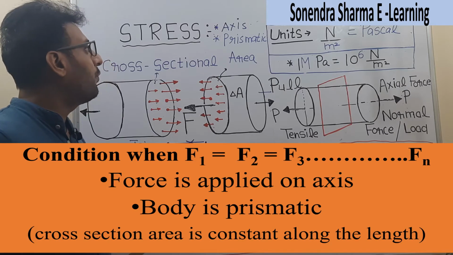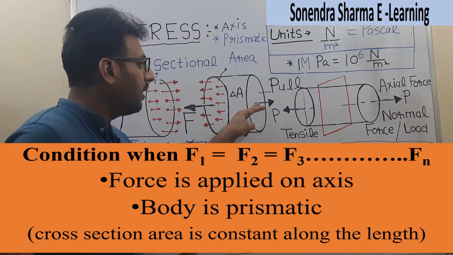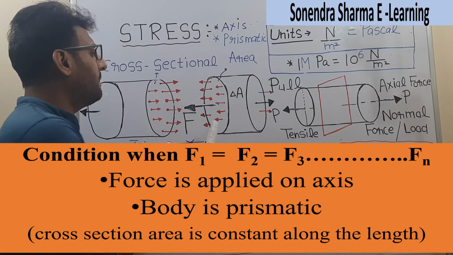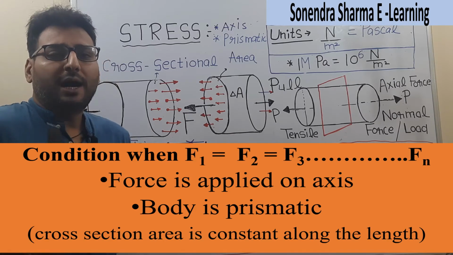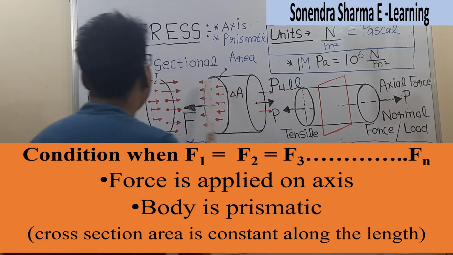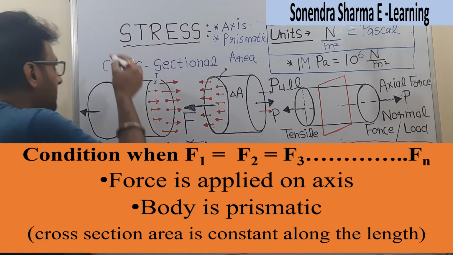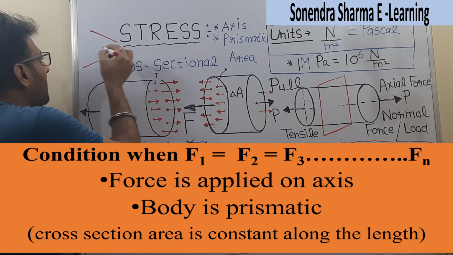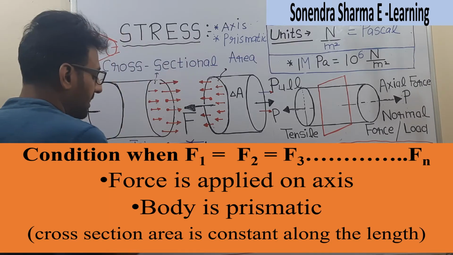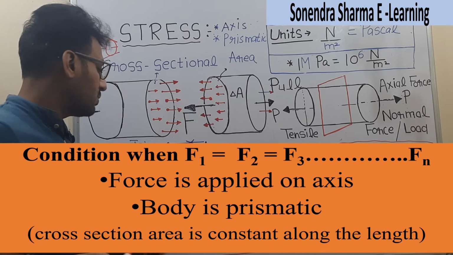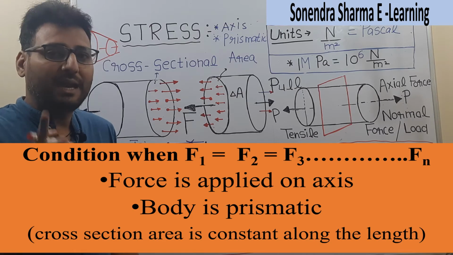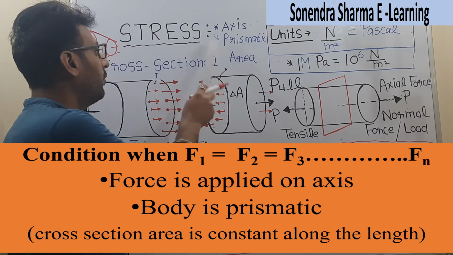These conditions are: first one, the force should be applied on the axis of the body, and second condition is that the bar should be prismatic. What is the meaning of bar to be prismatic? It means the cross sectional area of the bar should be constant. If the cross sectional area of the bar is changing along the axis, then this condition will not be fulfilled. So F1 equals F2 equals F3 will be applicable when these two conditions are fulfilled.